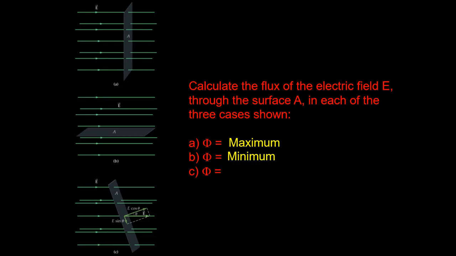Anything between these two cases, anything other than the maximum or minimum case, and you will have to apply EA cosine theta. So for C, we would have to calculate phi through EA cos theta, and this theta is going to be the angle that is made between a normal coming out of the surface here straight forwards and the electric field lines.